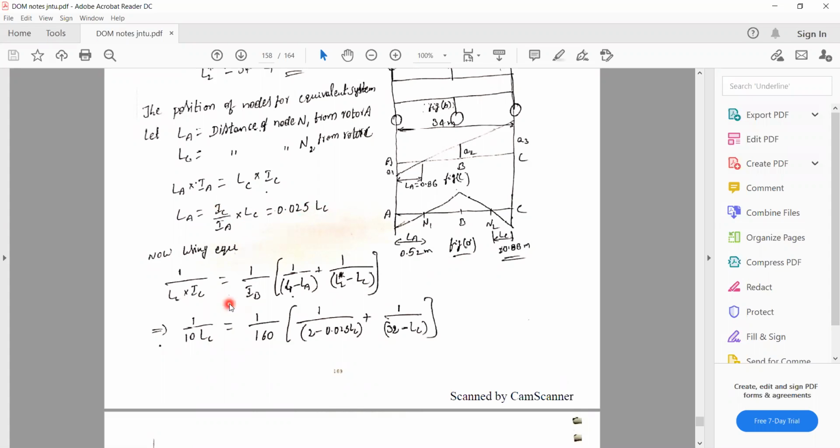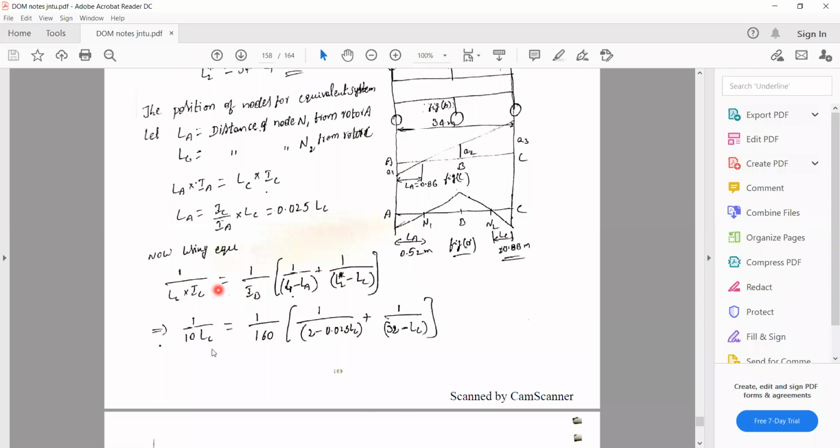Now again we have another relation, the relation between the second and third rotors. That is 1 by LC IC equals 1 by IB into 1 by (L1 minus LA) plus 1 by (L2 minus LC). That means the lengths from N1 to B and from B to N2 are equivalent to this.